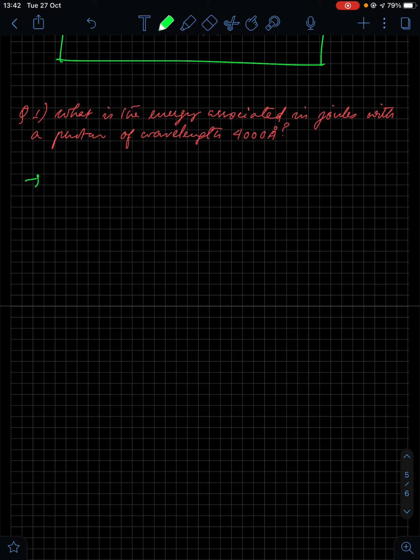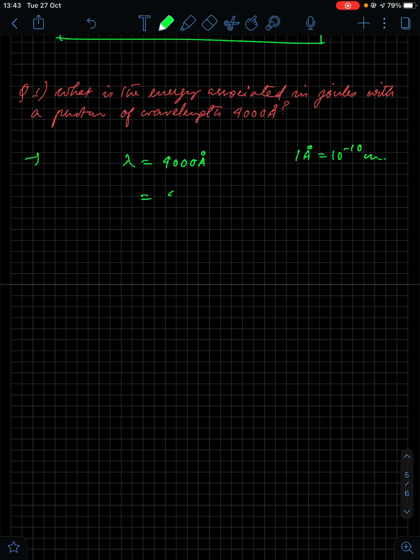Now you see, what is the energy associated in joules with a photon of wavelength 4000 angstrom? The wavelength is given as 4000 angstrom. Now 1 angstrom, what is the value? It is 10 to the power minus 10 meter, right? So 4000 angstrom will be 4 into 10 to the power minus 7 meter.